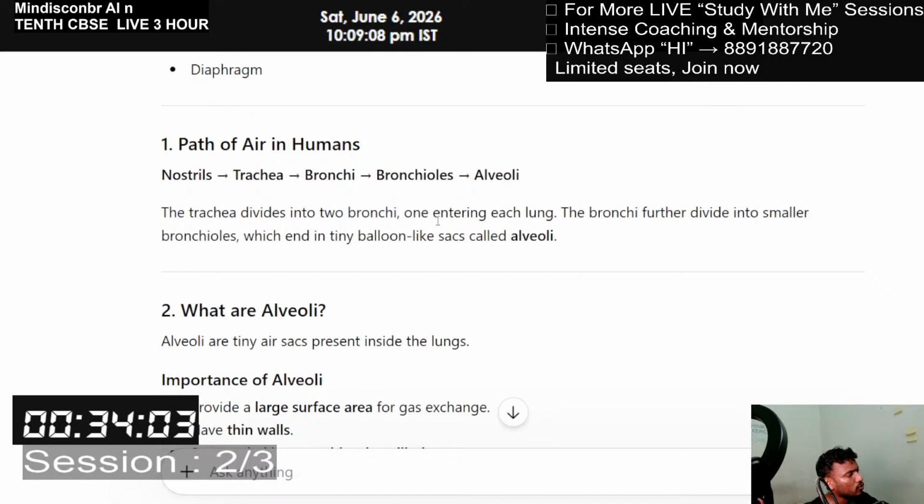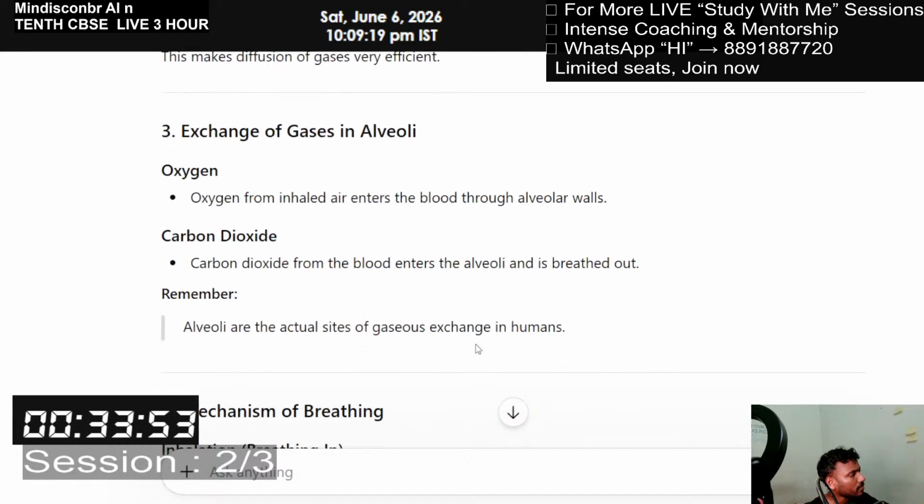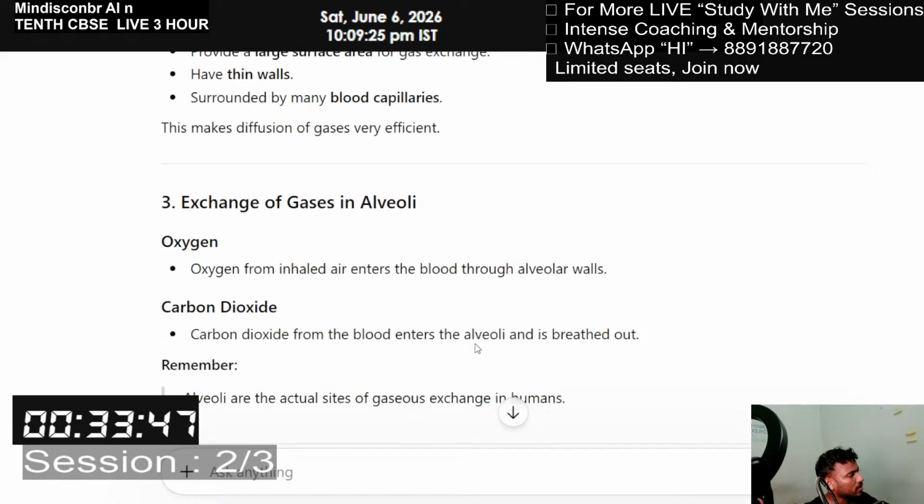The trachea divides into two bronchi, one entering each lung. The bronchi further divide into smaller bronchioles, which end in tiny balloon-like sacs called alveoli. Exchange of gases in alveoli: oxygen, exchange of gases in alveoli.